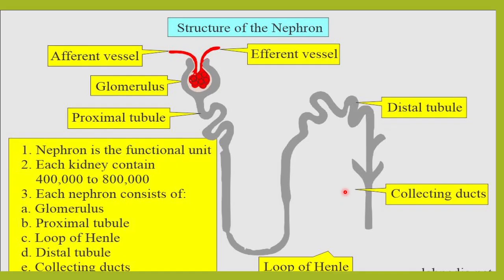If you cut open these kidneys, the structural and functional unit is the nephron. So all the work is done by this nephron. What does this nephron consist of? When I say nephron, it consists of this glomerulus, this proximal tubule here, this is the loop of Henle, this is the distal tubule and this is the collecting duct. So this nephron is a functional unit of the kidney and there are millions of nephrons in the kidneys.